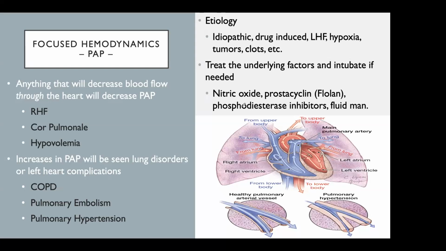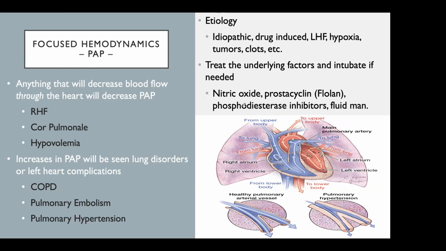In the etiology, like we said earlier, it could be idiopathic or congenital. We don't really know what would cause it. Drug-induced, left heart failure, hypoxia, tumors, clotting, etc. So to fix this, we're going to treat the underlying factors, and we intubate if needed. If there's a blood clot, then we need to do something about the blood clot, right? We can't just treat pulmonary hypertension when there's a physical obstruction in the way.